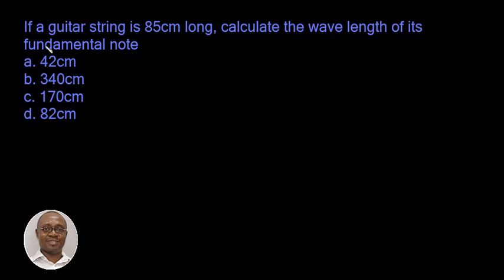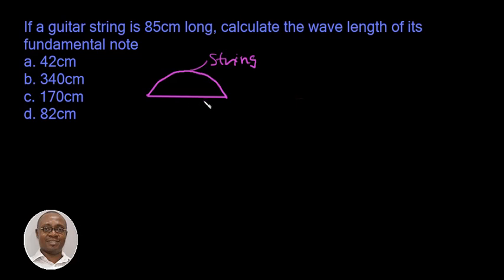I'm Oluwakemi. This is JAMB Physics 2017, which goes thus. If a guitar string is 85 centimeters long, calculate the wavelength of each fundamental note. Let us get to understand the concept of the guitar string. So if we have the string, let's say this is what we have. Alright, this is the guitar string.